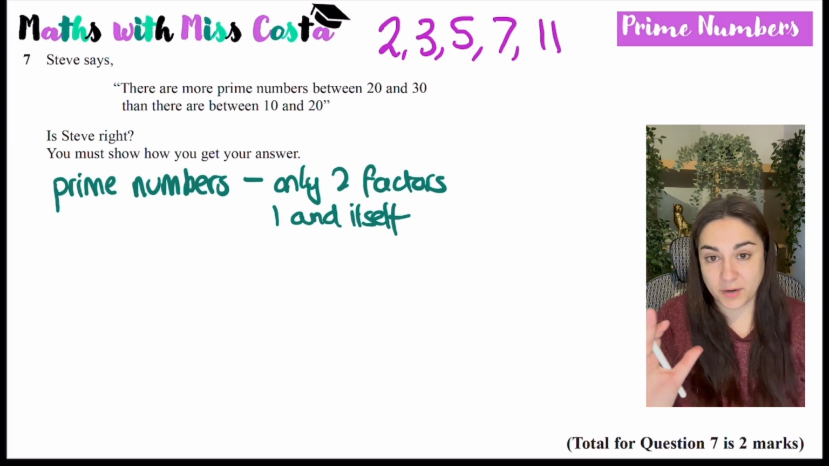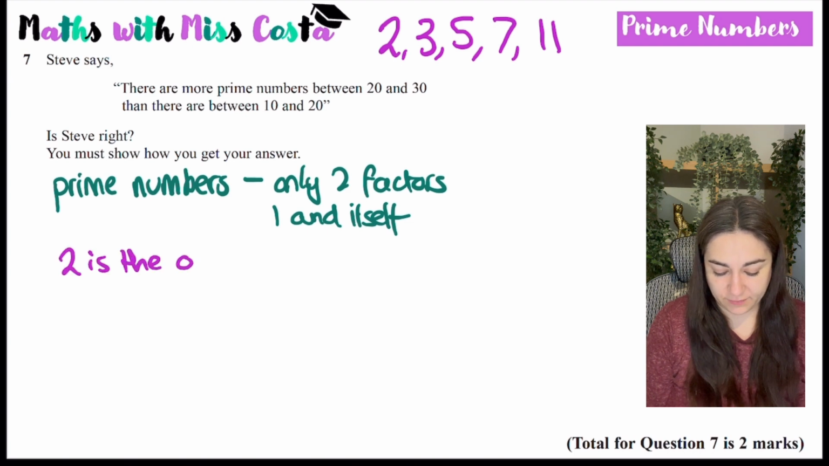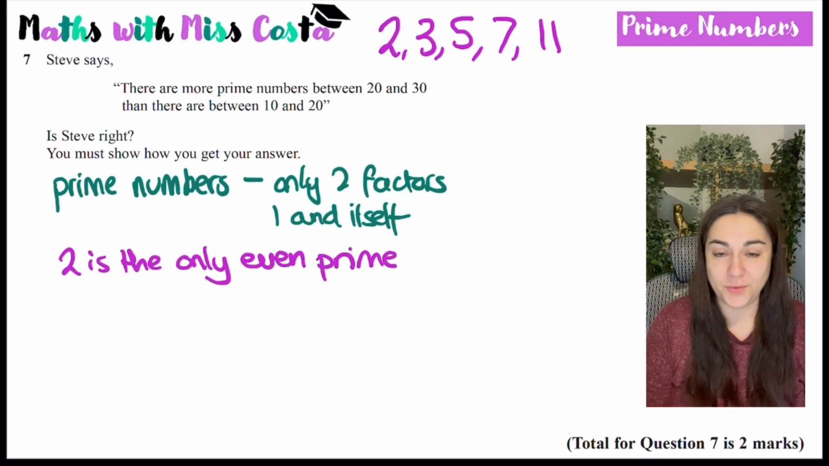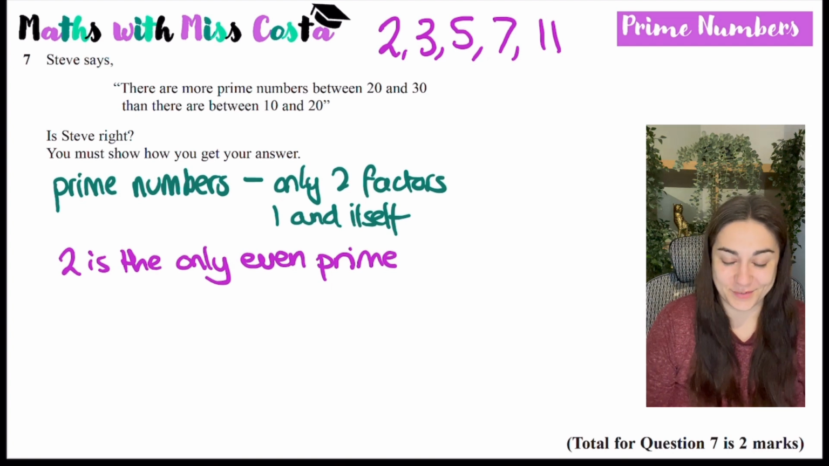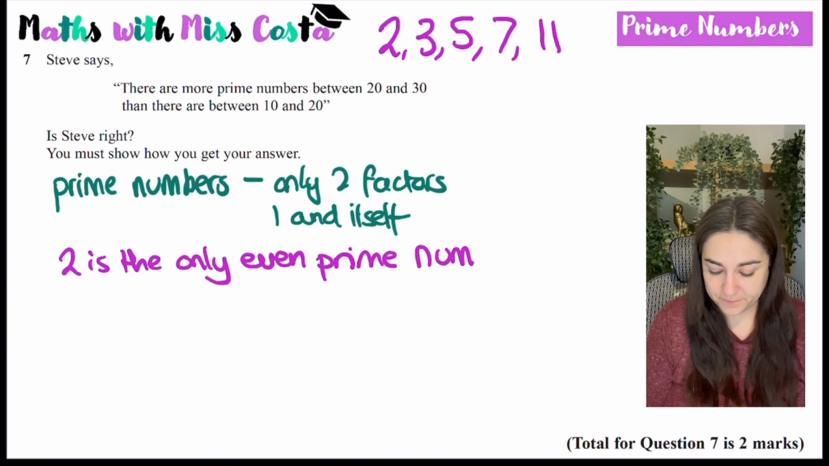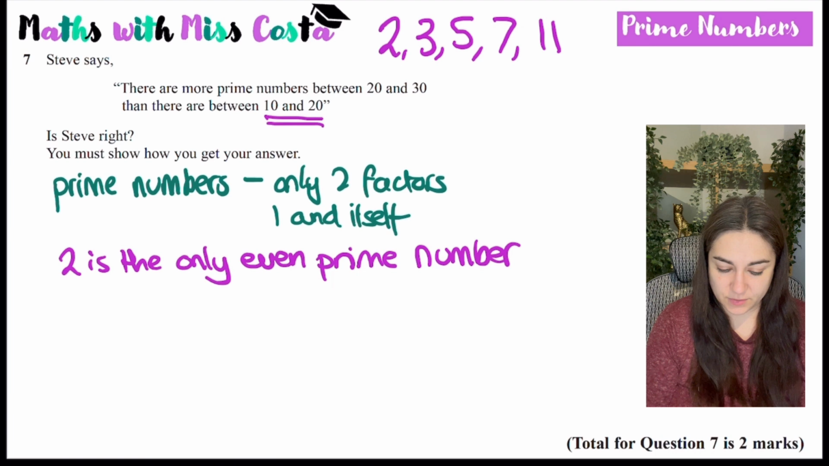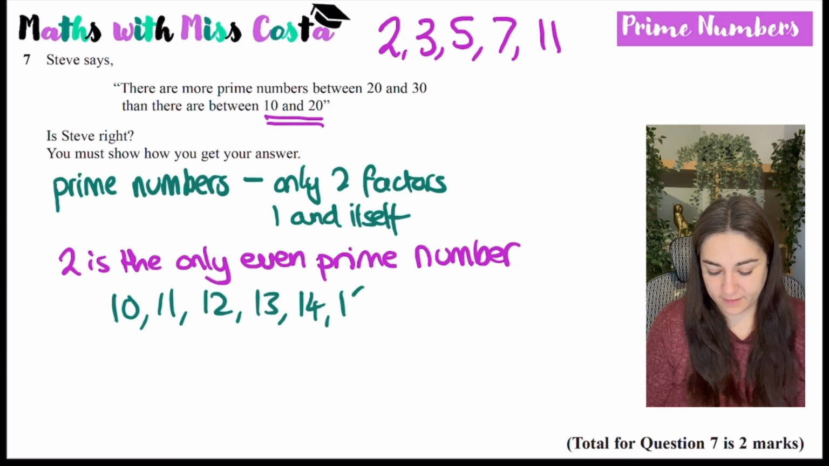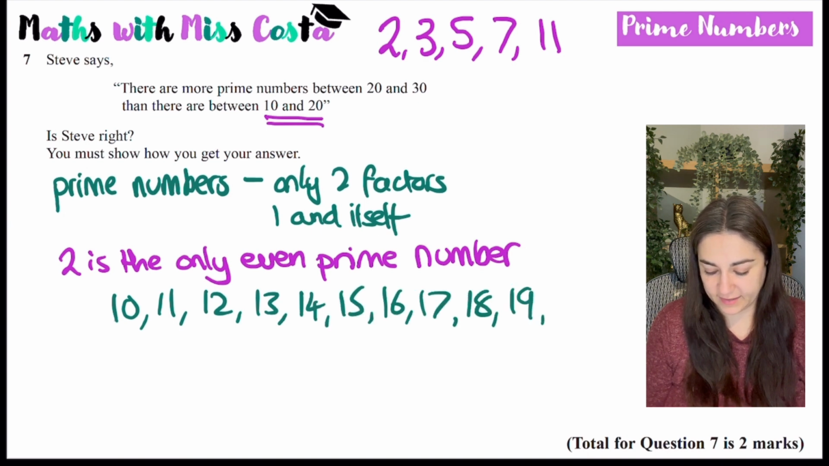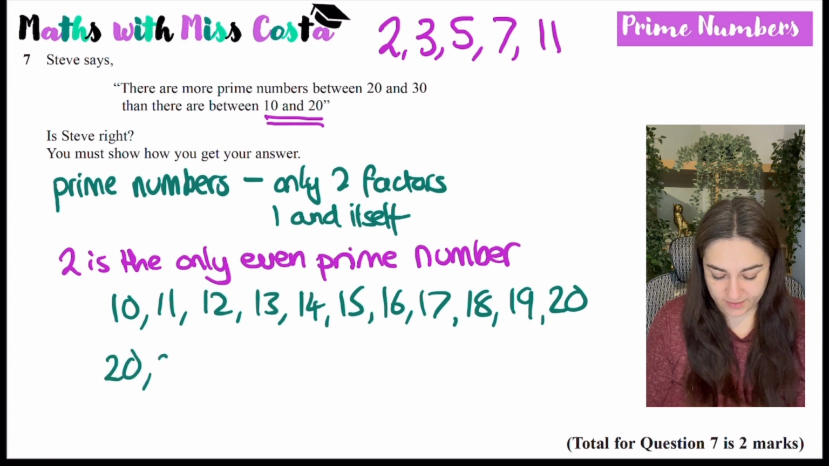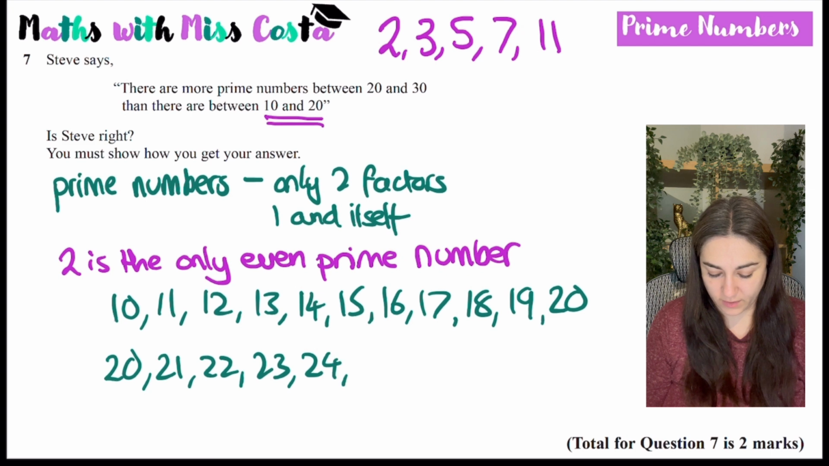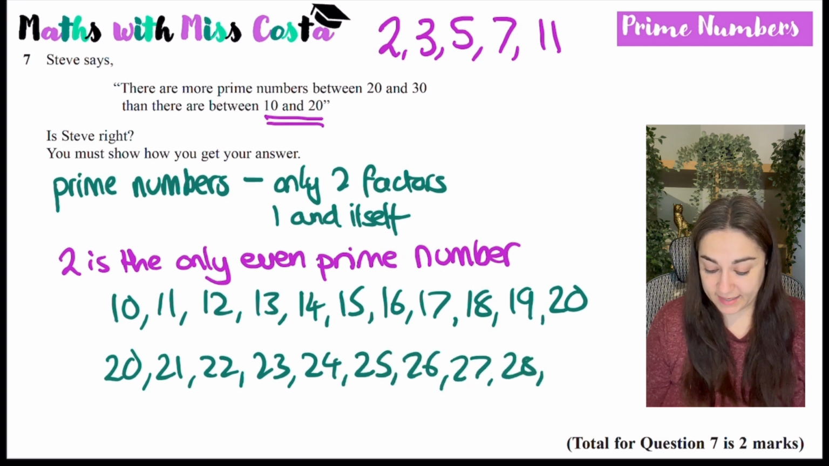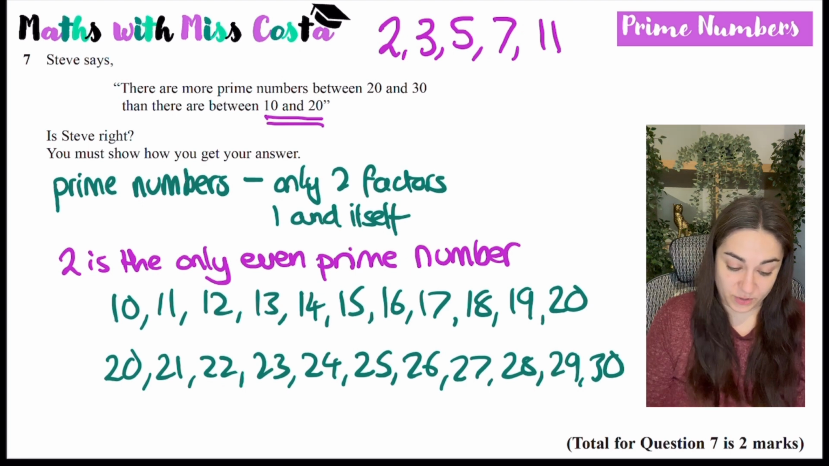To check what your prime numbers are, 2 is the only even prime number. So that means that if there's any other even number, it's not going to be prime. 2 is the only even prime number in the universe. So let's try and write down what the prime numbers between 10 and 20 would be. So I've got 10, 11, 12, 13, 14, 15, 16, 17, 18, 19, 20. And then I've also got 20, 21, 22, 23, 24, 25, 26, 27, 28, 29, and 30. And I need to decide which one has more prime numbers.